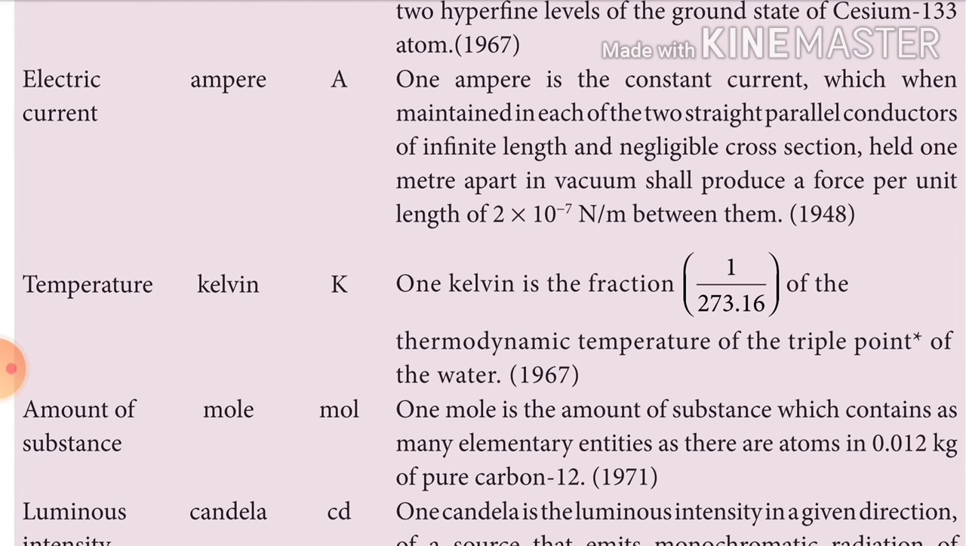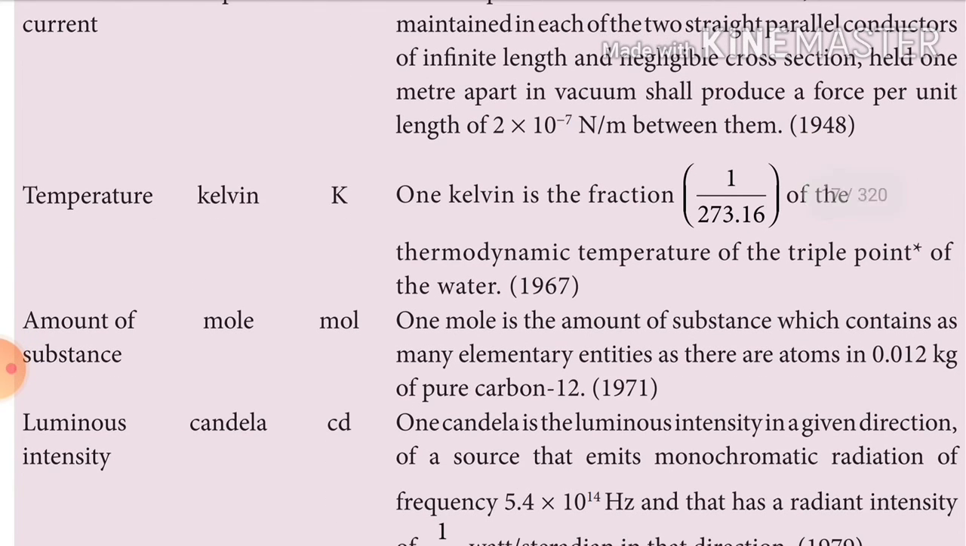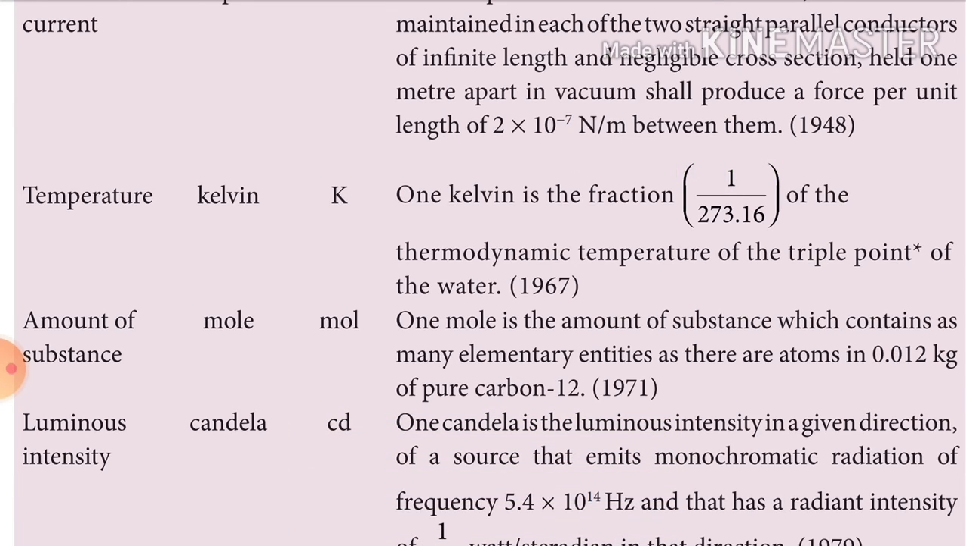The next fundamental quantity, temperature, its unit Kelvin, symbol K. 1 Kelvin is the fraction of 1 divided by 273.16 of the thermodynamic temperature of the triple point of the water.